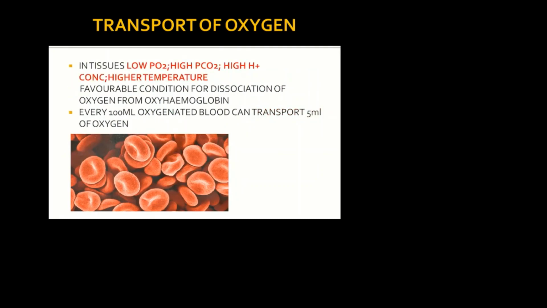In tissues, we have low PO2, which is the partial pressure of oxygen, high PCO2, high hydrogen ion concentration, and higher temperature. So here the oxyhemoglobin is dissociated, and the oxygen is taken in by the tissues, and the carbon dioxide is given out because of low PO2, high PCO2, high hydrogen concentration, and high temperature. These are the favorable conditions for the formation of carbaminohemoglobin. Every 100 ml of oxygenated blood can transport 5 ml of oxygen.